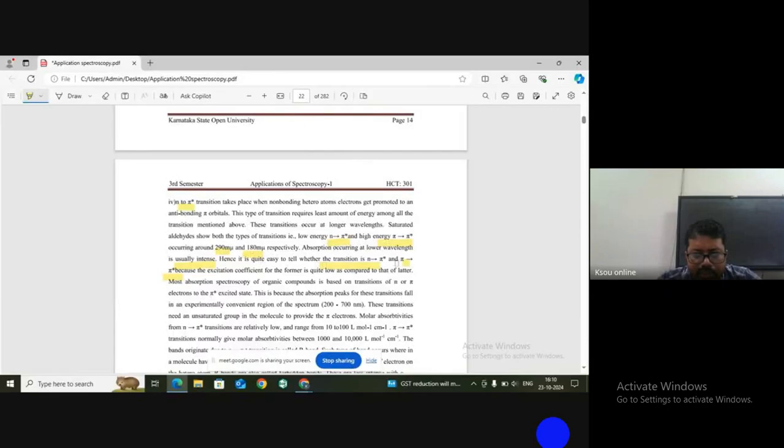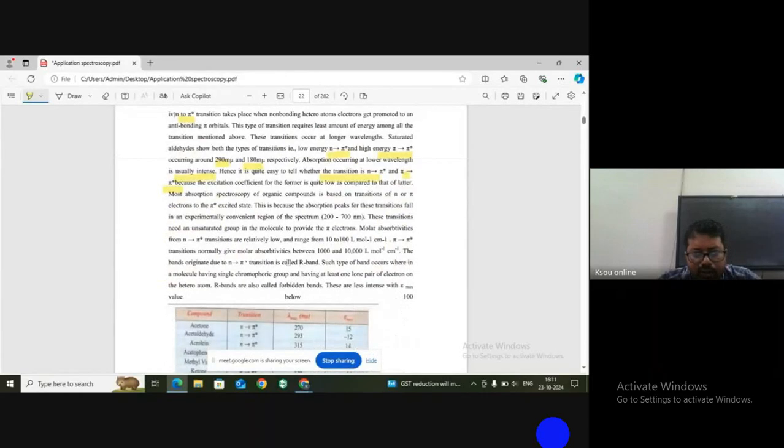The n to pi star transition is weak because the excitation coefficient for the former is quite low compared to that of the latter. Most absorption spectroscopy of organic compounds is based on transition of n or pi electrons to the pi star state. This is because the absorption peaks for these transitions fall in the experimentally convenient region of the spectrum, above 200 nanometers.